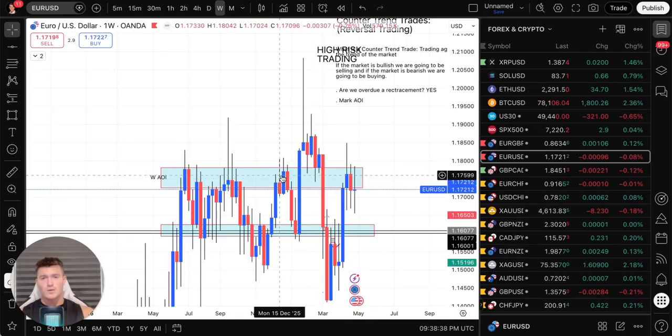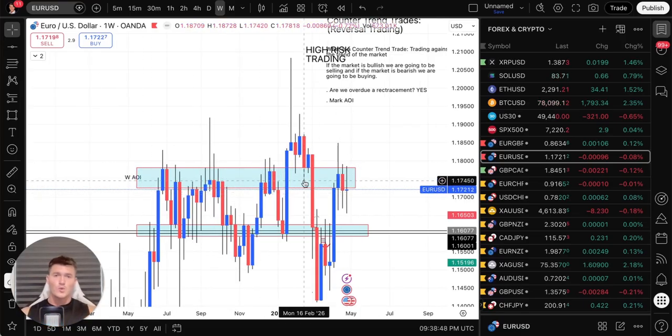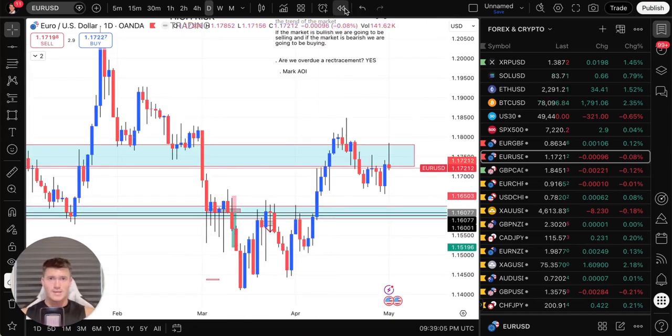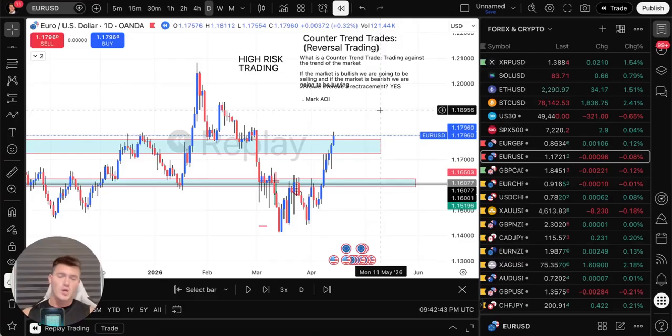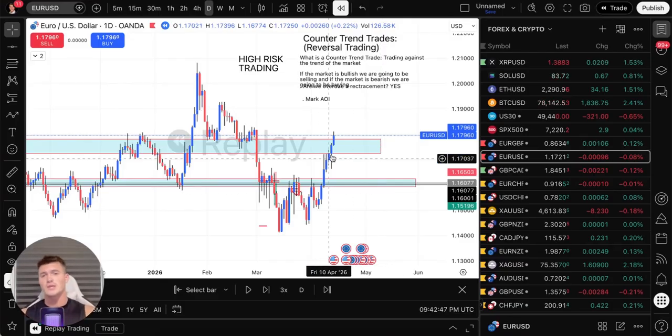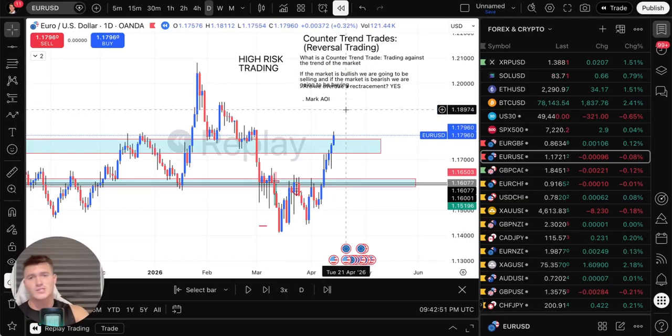As you can see, we got 1, 2, 3, 4, 5 taps, and then we acted as resistance a little bit right here. So we've got 5 taps on the weekly time frame. Kind of go back in time a little bit here. So since we are bullish, I think we are personally overdue a retracement since we have all of these candlesticks going to the upside. So what I'm waiting for here is to see some reaction at this area of interest.